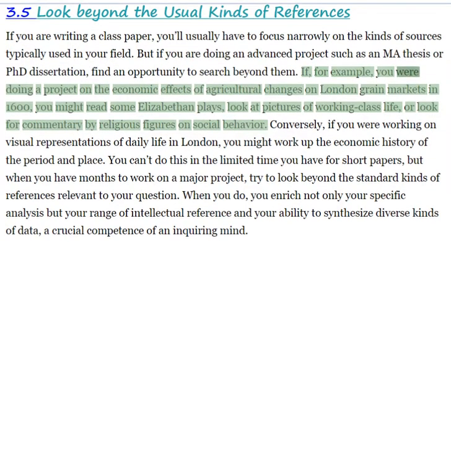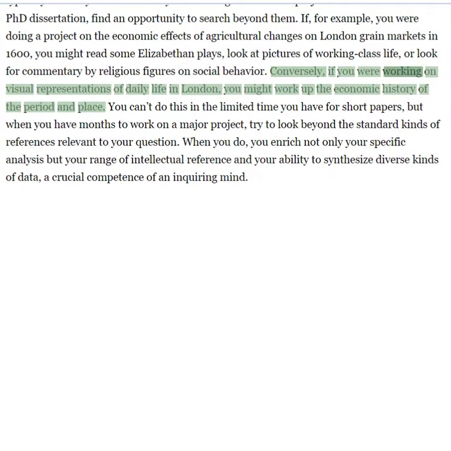If, for example, you were doing a project on the economic effects of agricultural changes on London grain markets in 1600, you might read some Elizabethan plays, look at pictures of working class life, or look for commentary by religious figures on social behavior. Conversely, if you were working on visual representations of daily life in London, you might work up the economic history of the period and place.